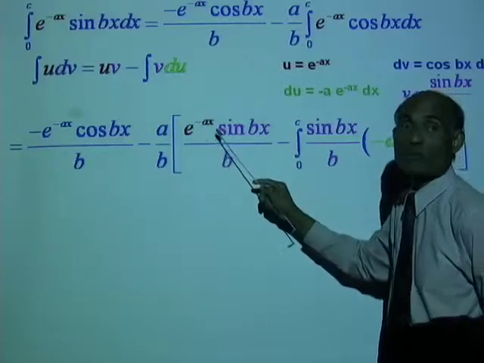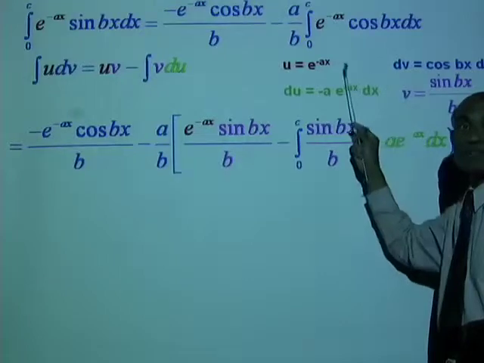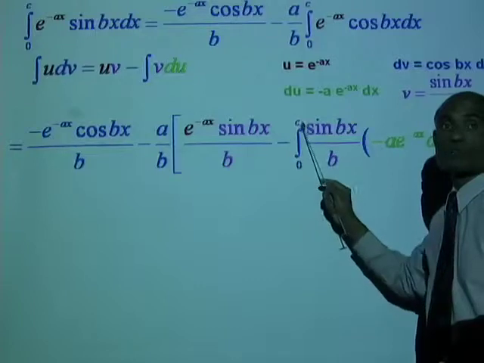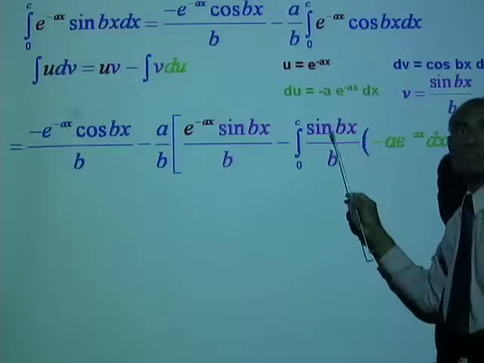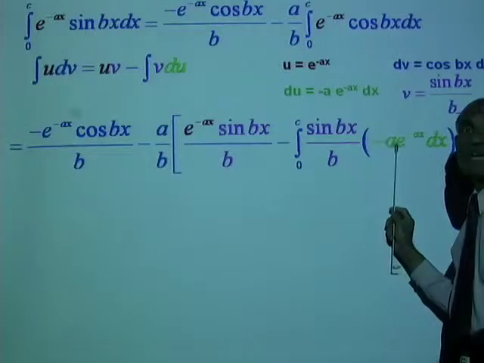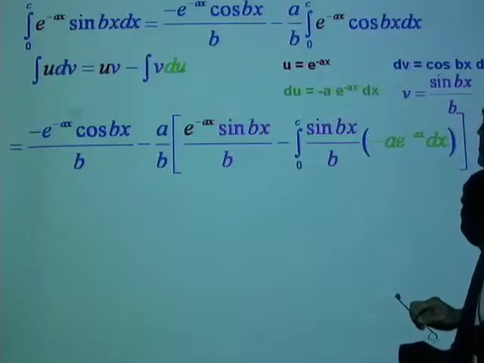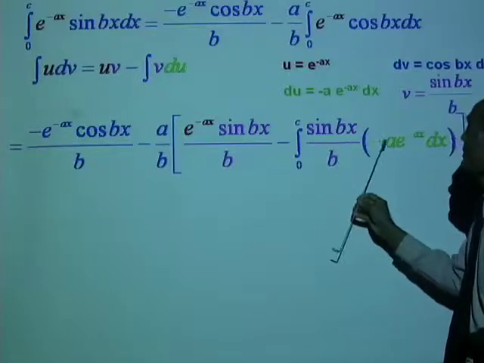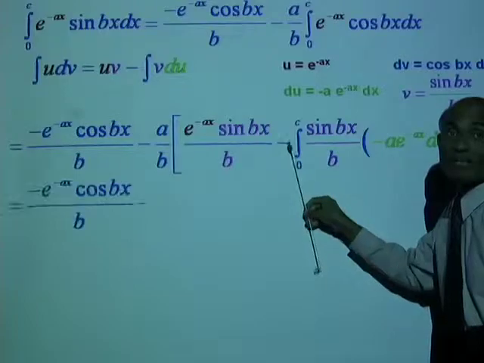a over b times u times v, the product of these two terms is this, minus integral 0 to c v du. So that will be sine bx over b, that is v, du is negative a e to the power of negative ax dx. All right, let's do one more simplification then. Again, if you notice, an a over b can be brought out in here. Is that right?